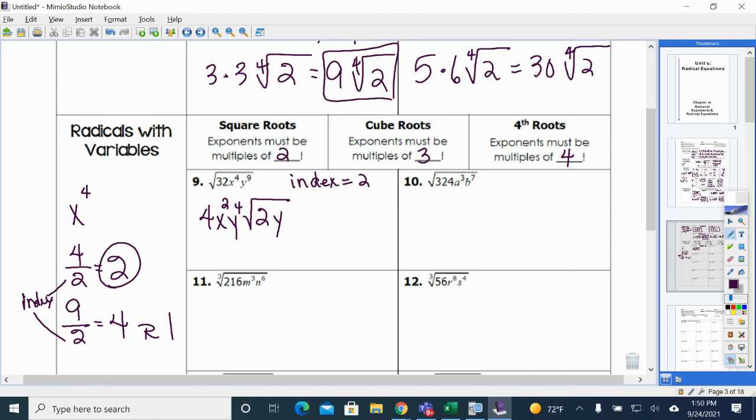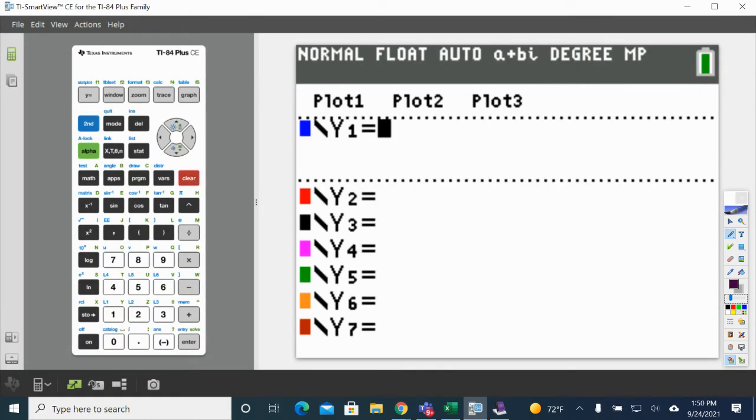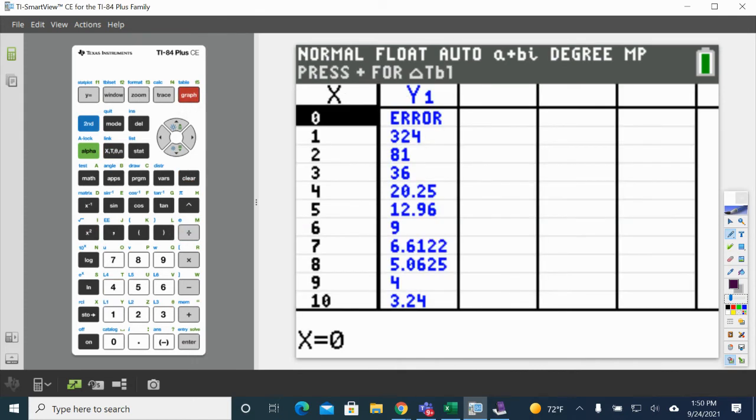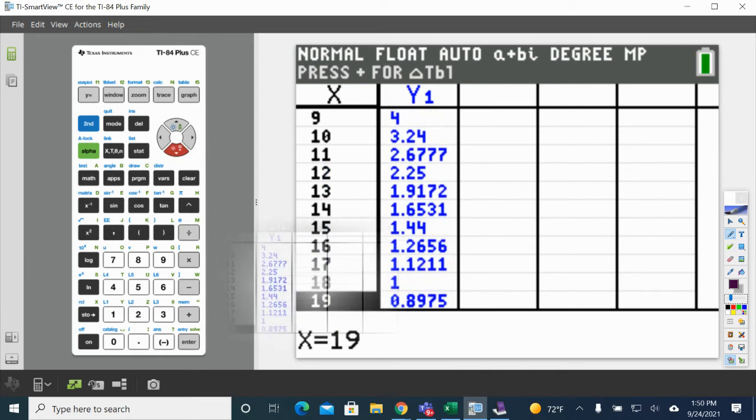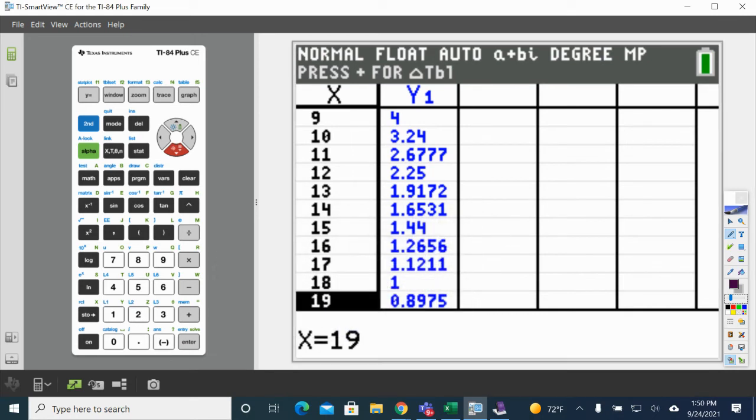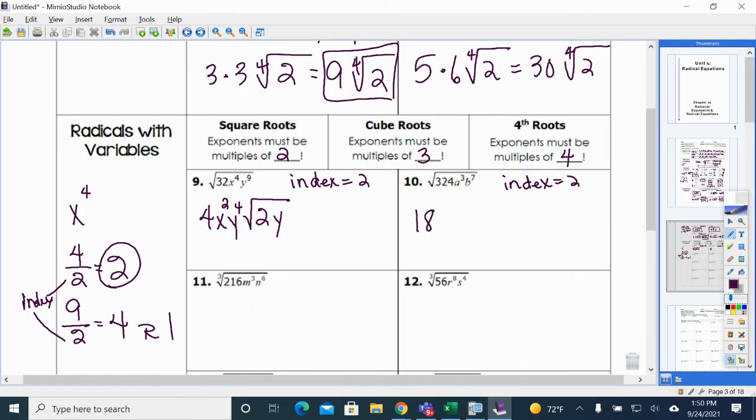Let's do that again. Number 10, the index is still 2. I have the square root of 324, a to the 3rd, b to the 7th. So 324 divided by x squared is, I think this one's a perfect square. It is. It's 18. See the 1 in the y column? It's 18. There's no number left under the radical.